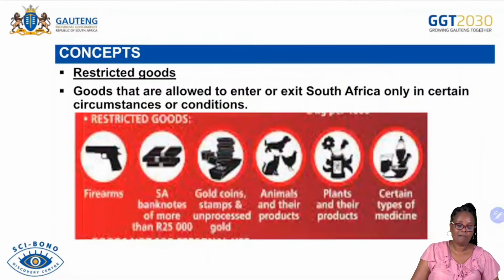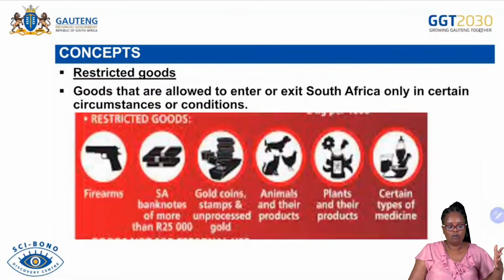We have the firearm, and most of these mean they have permits. As a firearm owner, you must have a permit for that. So you'll be allowed when you produce your ownership certificate.